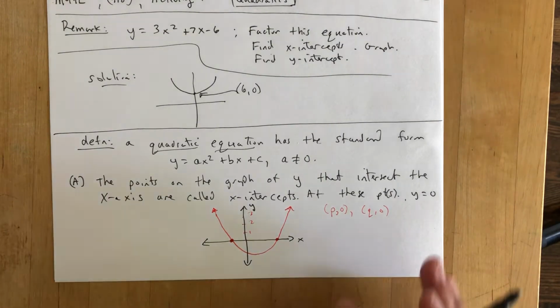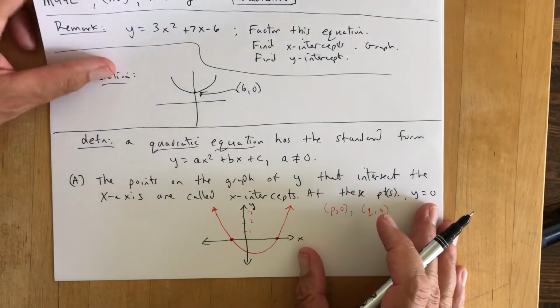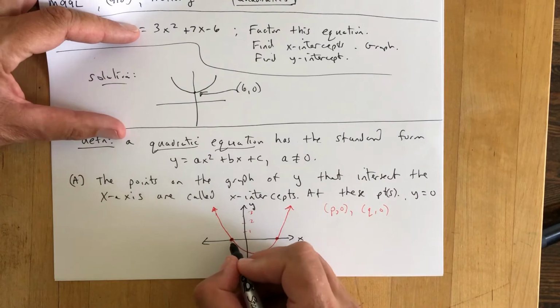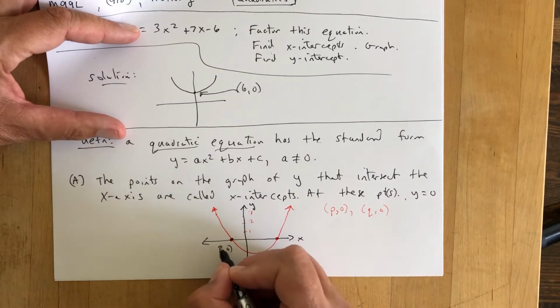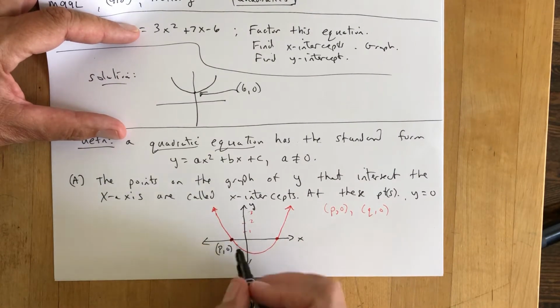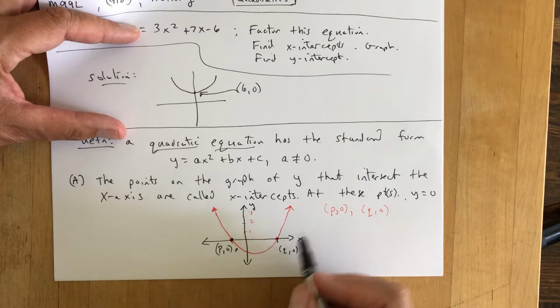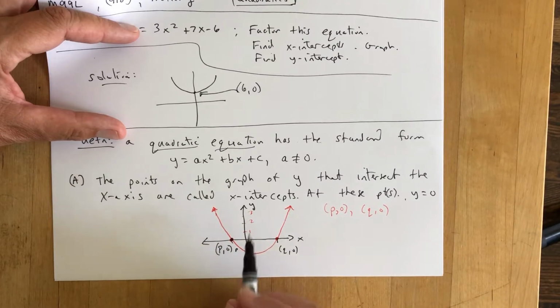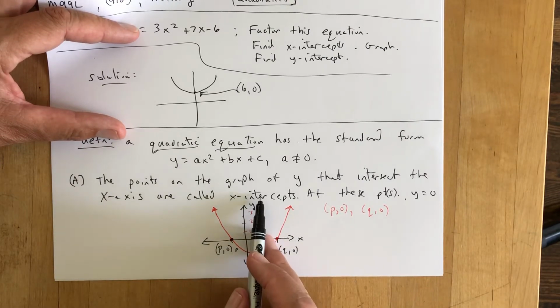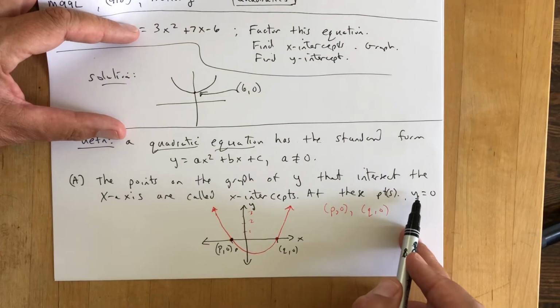So maybe that was missed. I don't know. But nonetheless, here it is. So this I'll call the point p, comma 0. So this would be p on the x-axis. And then this I'm going to call q, comma 0. But the important thing to note here is that when you have an x-intercept, the value of y is 0.